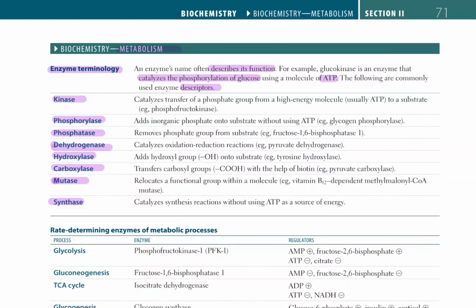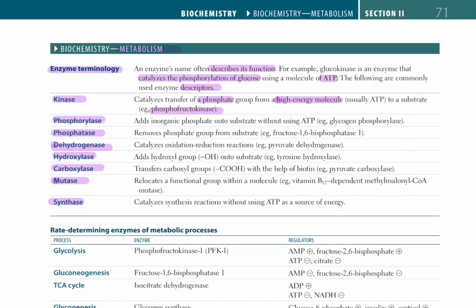Kinase catalyzes transfer of a phosphate group from a high energy molecule, usually ATP, to a substrate, for example phosphofructokinase. So the main function of kinase is transfer of a phosphate group from some high energy molecule, like ATP, for example phosphofructokinase.